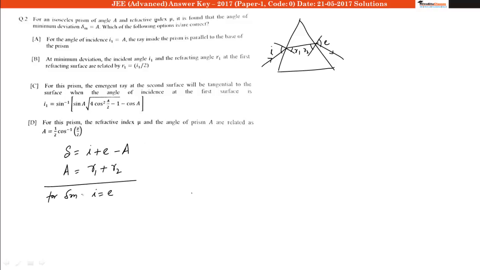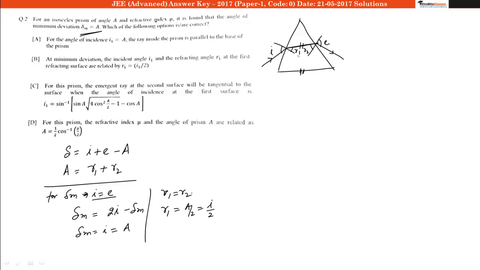Now in case of minimum deviation, we know that I should be equal to E. So for minimum deviation, let's say the angle is I1, in that case we can say that the minimum deviation is equal to 2I minus A, and we are given that the minimum deviation is equal to angle A. So I is equal to angle A. For minimum deviation I and E are both equal, so R1 will be equal to R2, and R1 will be equal to A by 2, or I by 2. In case of minimum deviation, the ray will be parallel to the base.